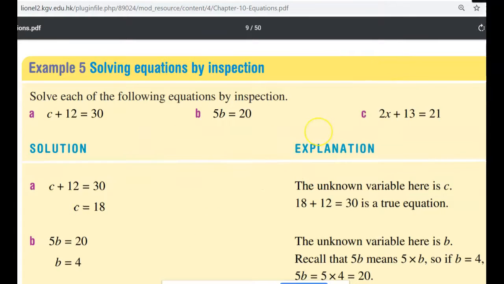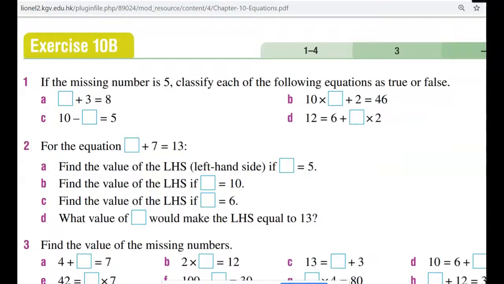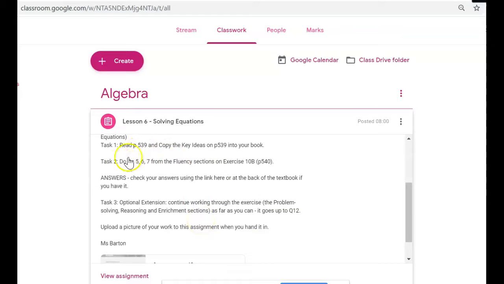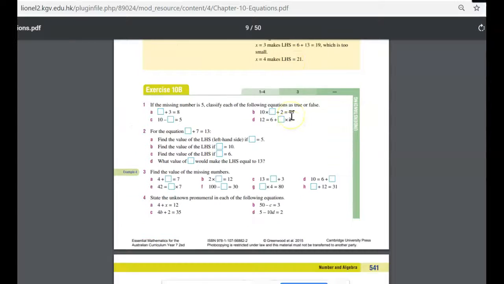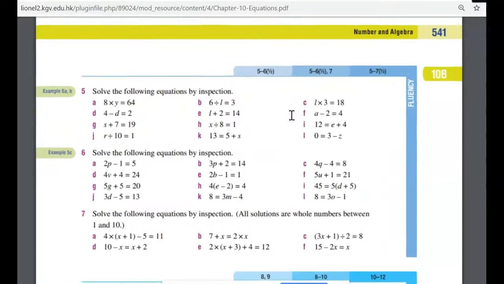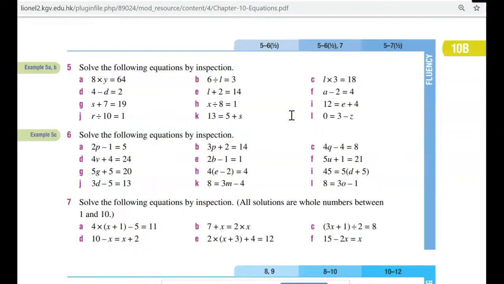Okay, you are then going to scroll down and let me just have a quick look back at the questions I want you to do. So questions 5, 6 and 7 from the fluency section. We're not going to do those first ones. We're just going to go straight to these ones. Solve the following equations by inspection. So I want you to have a look at these and just try and work out what they are.